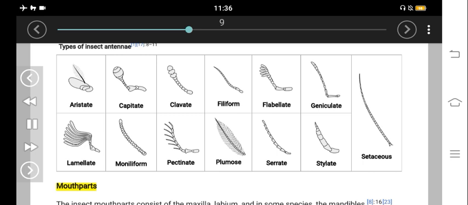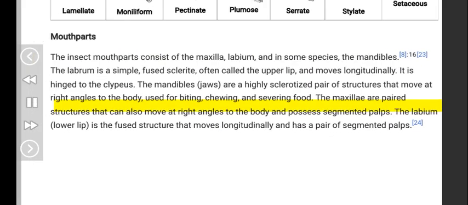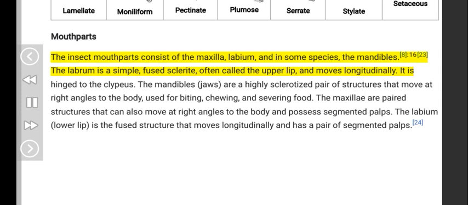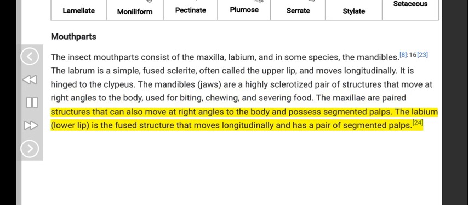Mouthparts. The insect mouthparts consist of the maxilla, labium, and in some species, the mandibles. The labrum is a simple, fused sclerite, often called the upper lip, and moves longitudinally. It is hinged to the clypeus. The mandibles are a highly sclerotized pair of structures that move at right angles to the body, used for biting, chewing, and severing food. The maxillae are paired structures that can also move at right angles to the body and possess segmented palps. The labium, the lower lip, is the fused structure that moves longitudinally and has a pair of segmented palps.